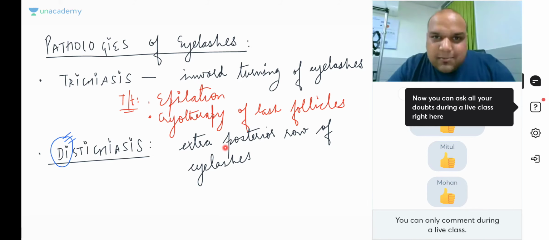So you have dense eyelashes. Good thing for females. Again, you will have dense eyelashes, but it is at last a disease. Don't think about it. Okay, everybody.